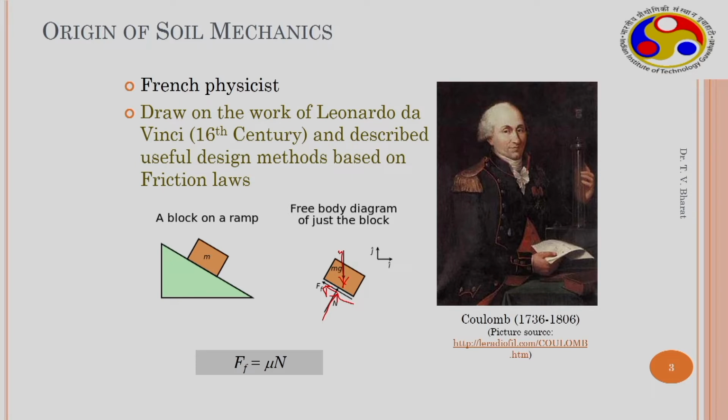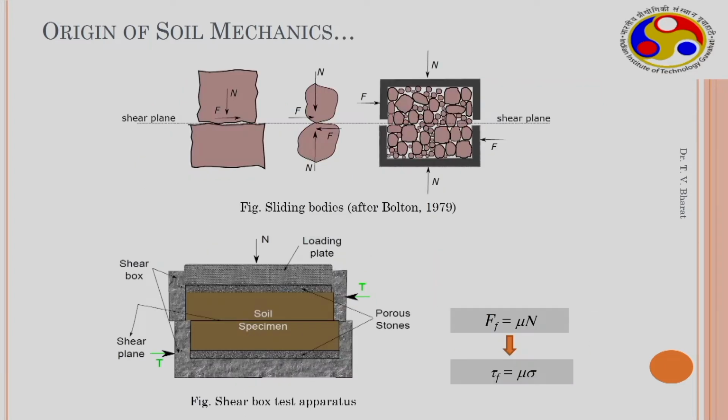This is a free body diagram of the block. According to the friction law, the frictional force is proportional to the normal force, and this is the material constant, which is independent of the normal force or weight of the block. Either a block sliding on a ramp, or a block moving against a surface, or two individual grains shearing along this plane, or a lump of particles which are sheared along this shear plane when there is a normal load, all this would represent a failure along this shear plane, and Coulomb's principle is applicable.